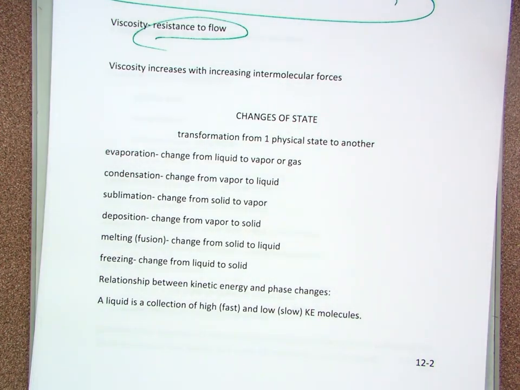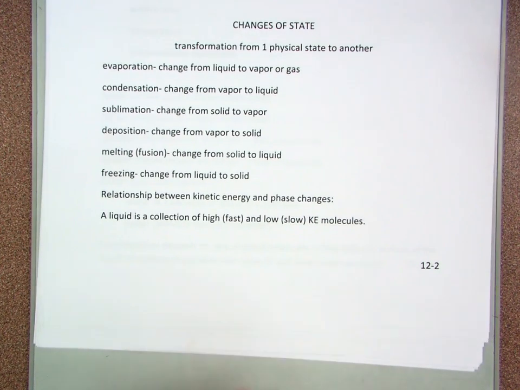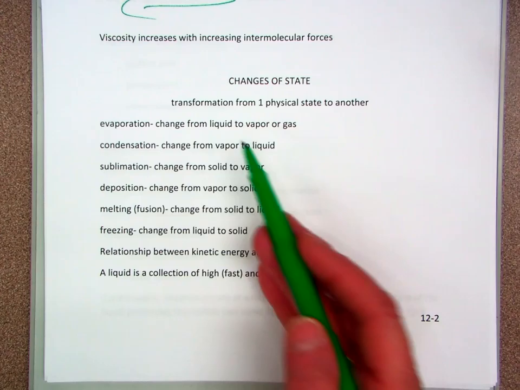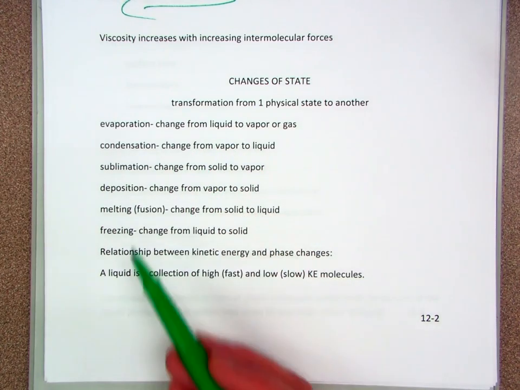Okay, so we looked at surface tension and viscosity. Now we want to talk about what happens as we are changing from one physical state to another. And we're talking about solid, liquid, and vapor physical states, right? We're not talking about driving across state lines to Ohio or something. So these are the definitions.